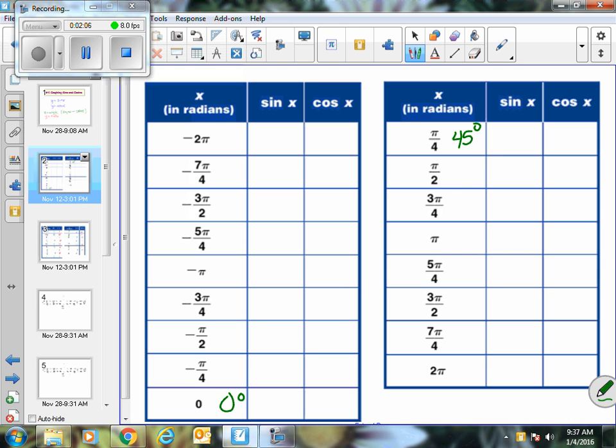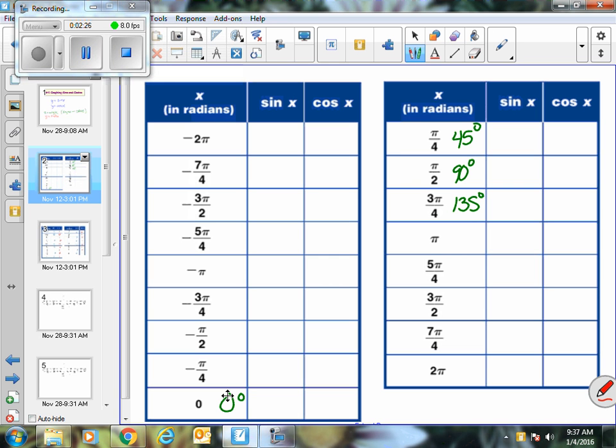So pi over 4 is 45, pi over 2 is 90, 135, and so on. If that's easier for you to do, think the degree measure, but I need you to fill in the sine and cosine values for each of those. I'm going to go through the first couple with you and then have you fill in the chart, and then we'll check in and see how you're doing.